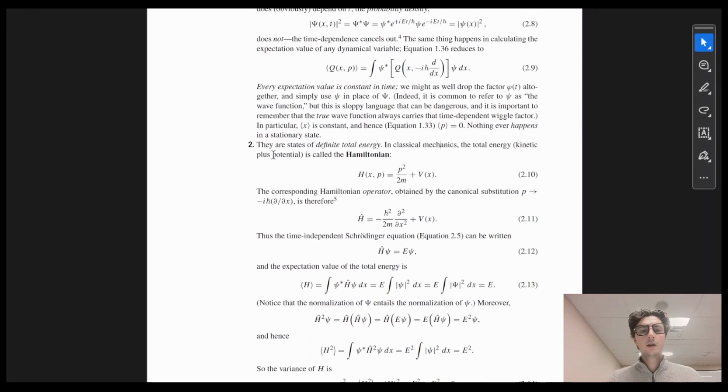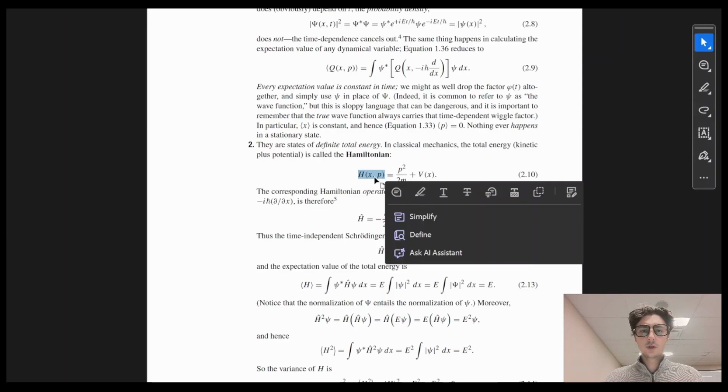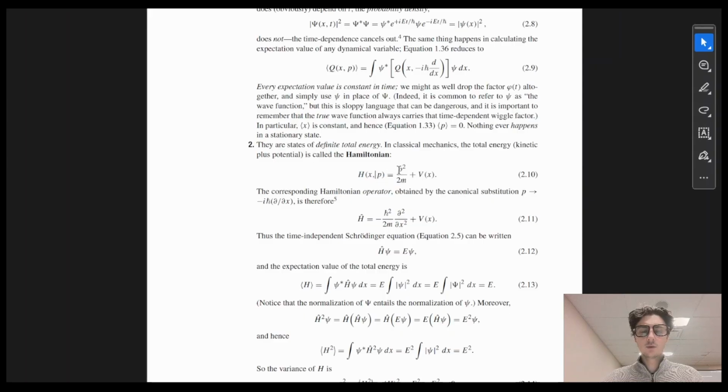2. There are states of definite total energy. In classical mechanics, the total energy, kinetic plus potential, is called the Hamiltonian. Here we have the Hamiltonian. It depends on position and momentum. It equals the momentum squared over 2m plus the potential, which depends on your system and is a function of x alone. The corresponding Hamiltonian operator, obtained by the canonical substitution p goes to negative i h bar partial derivative with respect to x, is therefore, boom.